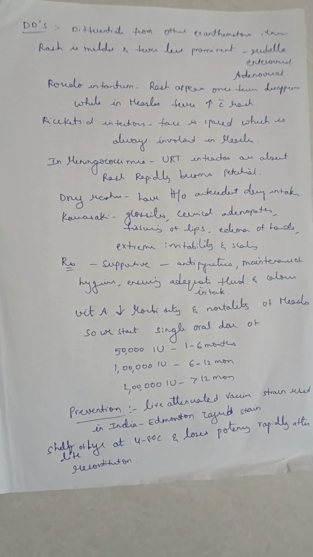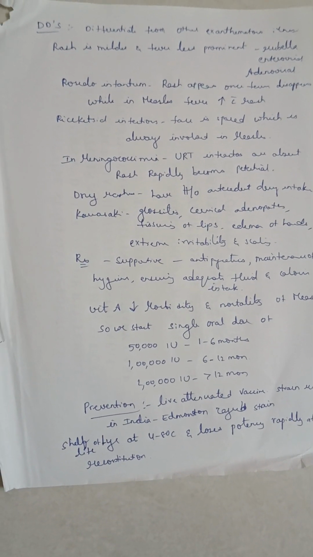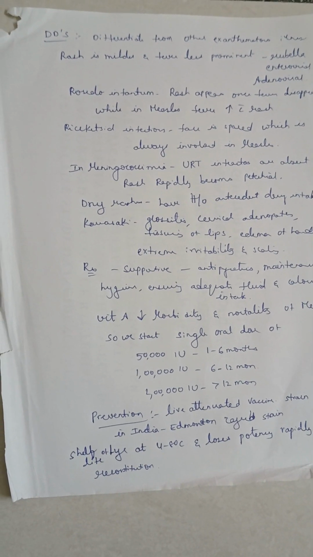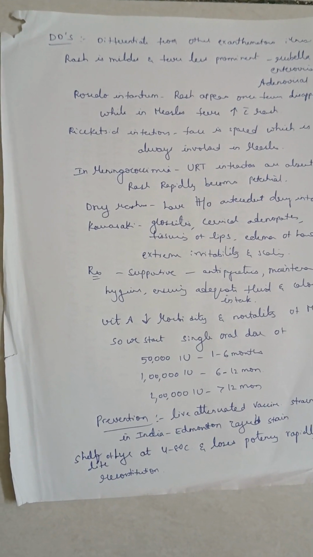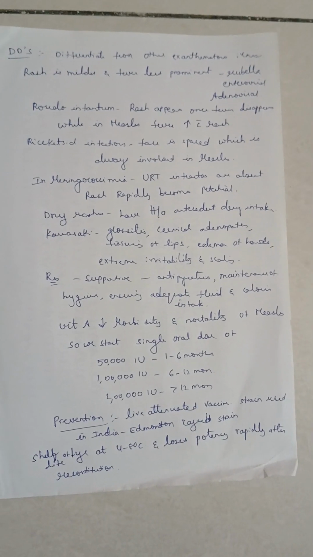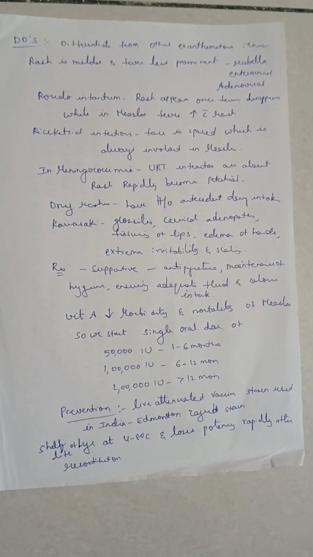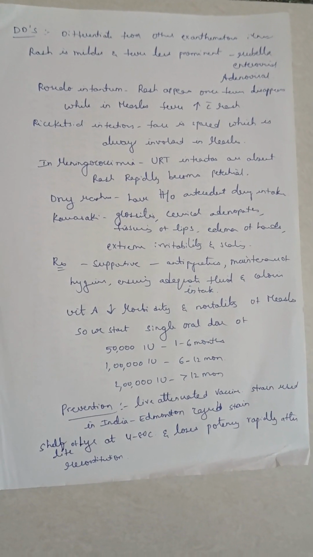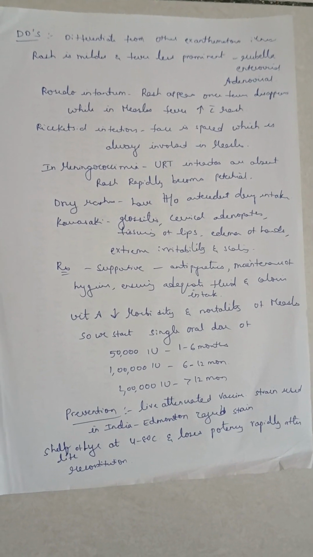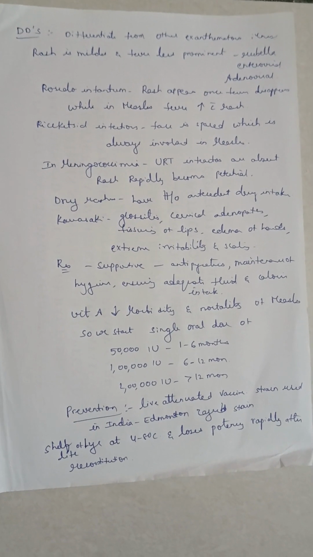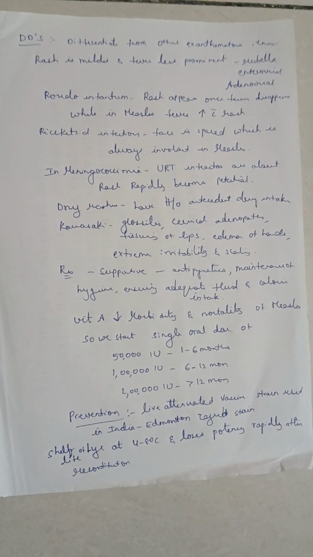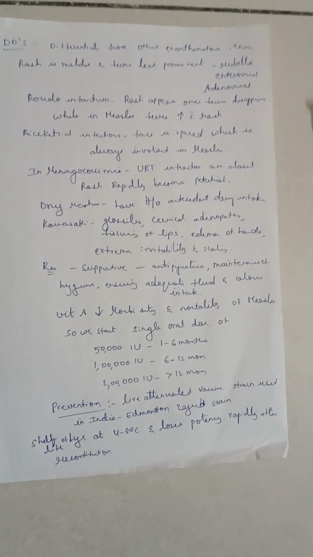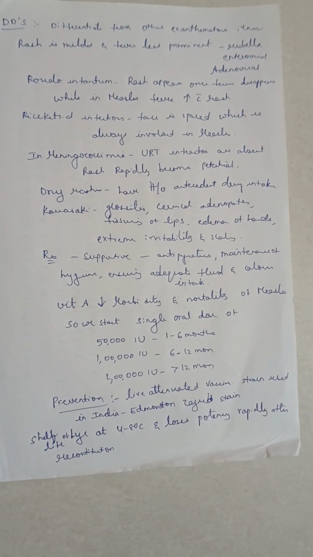It is contraindicated in immunocompromised children, that is if the child has HIV, or if the child has TB that is untreated, or if the child is on immunosuppressive therapies, or if the child has malignancy. In those individuals the vaccine is contraindicated, as it is a live attenuated vaccine.